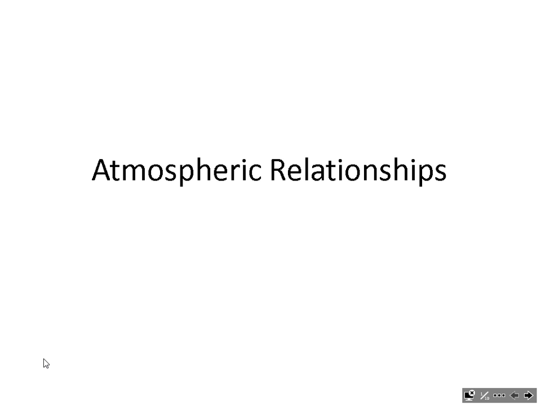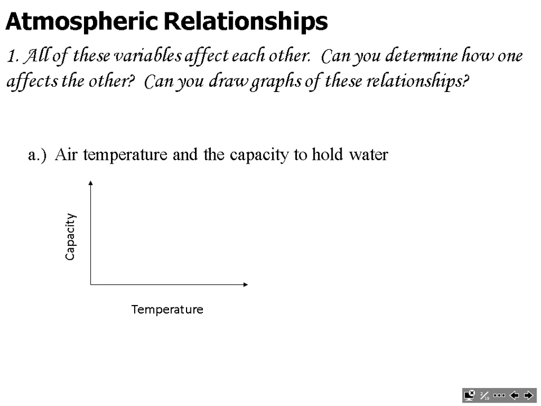So, atmospheric relationships are important because all of the variables that we've talked about affect each other. And it's really important for you to be able to figure out how they affect each other and draw graphs that show these relationships. So the first relationship is air temperature and the capacity to hold water.